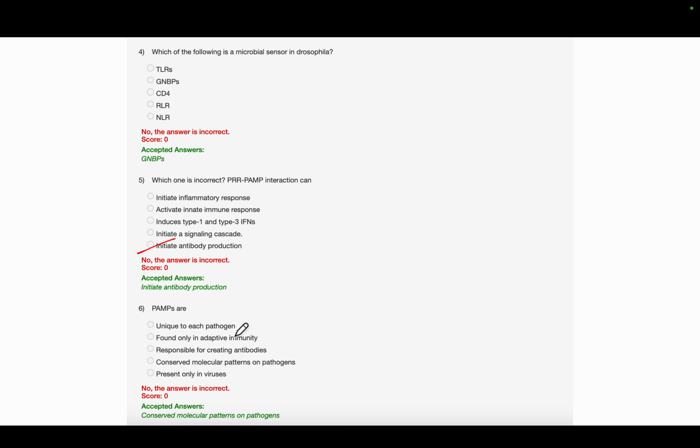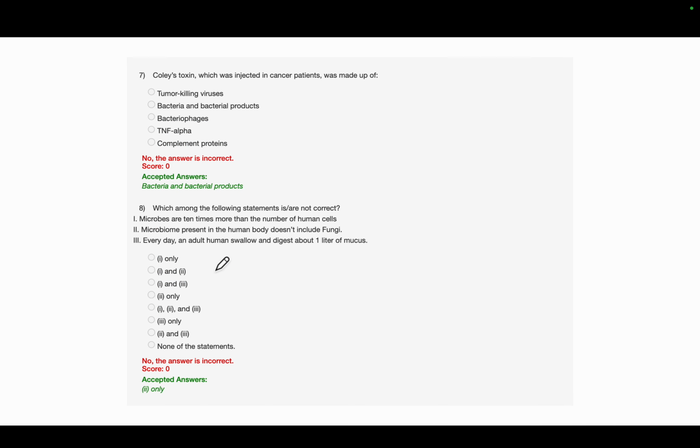PAMPs are unique to each pathogen, found only in adaptive immunity? No. Responsible for creating antibodies? No. Conserved molecular patterns on pathogens. Yeah. Coley's toxin, which was injected in cancer patients, was made up of tumor killing viruses, bacteria and bacterial products, bacteriophages, TNF alpha, complement proteins. It's made up of bacteria and bacterial products.